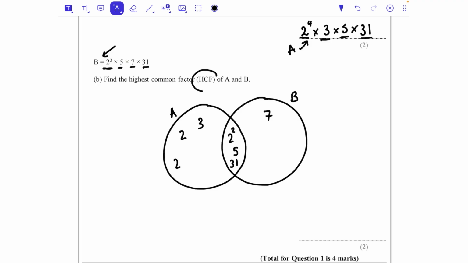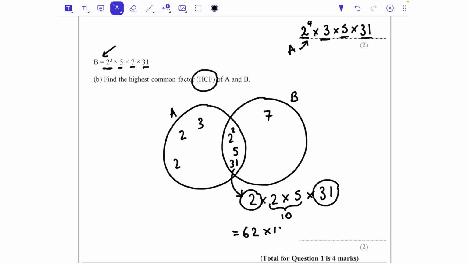Now, the highest common factor is all of the numbers in the middle multiplied together, which is going to be 2 times 5 times 31. Now, I'm going to be a bit clever with this, because I know that 2 times 5 is 10. I'm going to do that bit at the end, because timesing by 10 is easier. So I'm going to take the 31, times it by 2, which is 62, and then times it by 10, which is 620, and that would be your highest common factor.